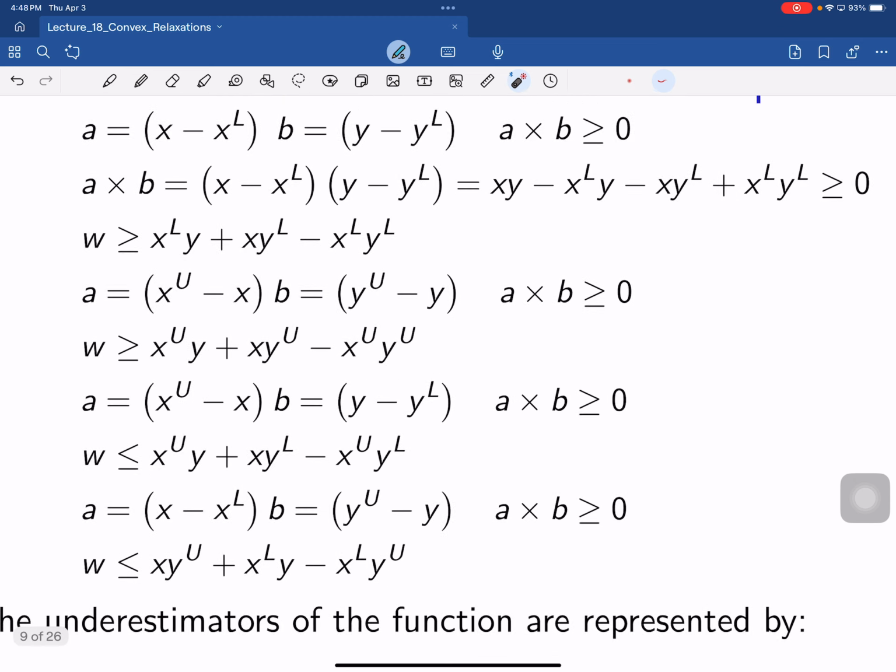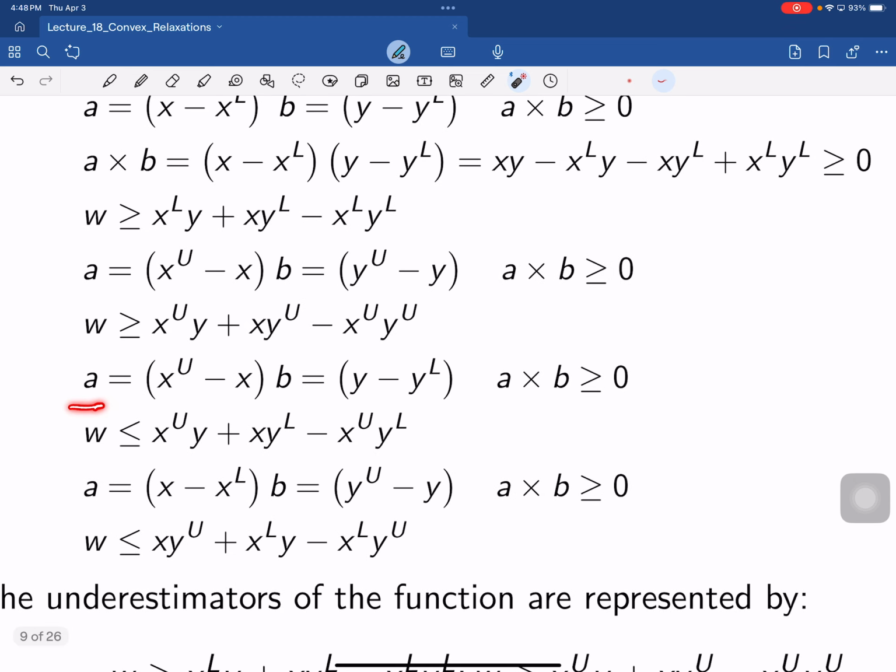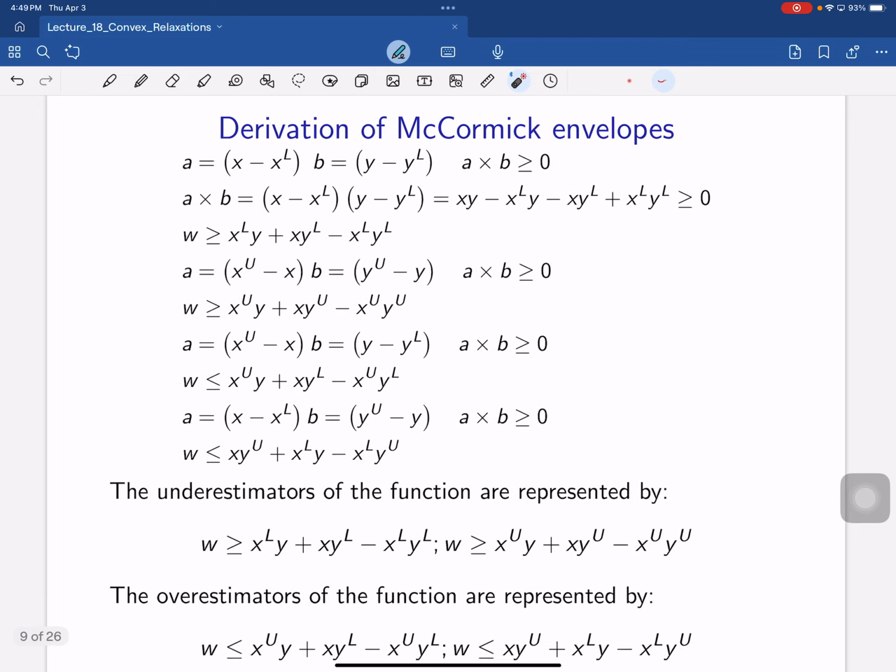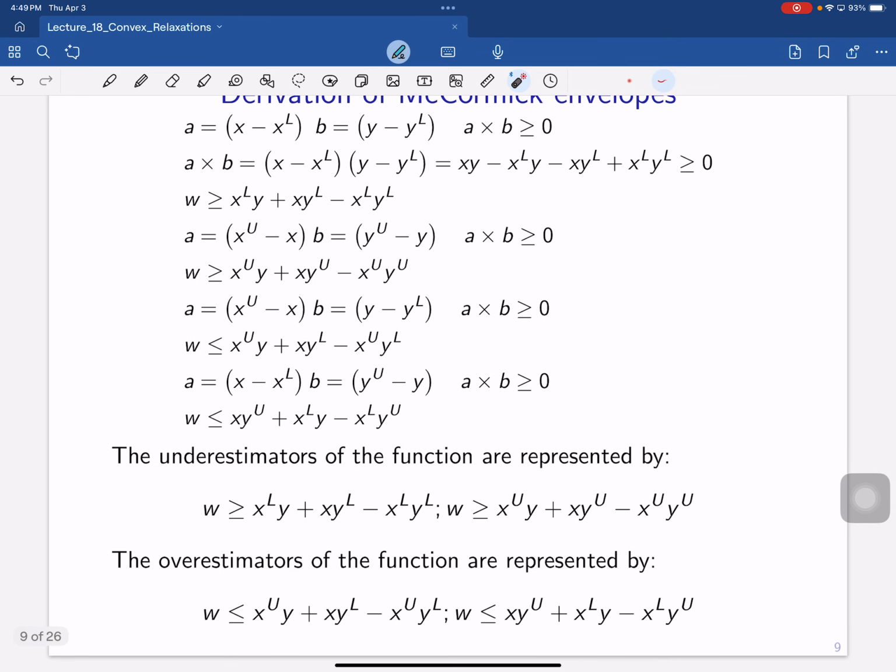So as you can imagine, you could also set, let's say, A equals xu minus x, B equals y minus yl. Then we have A times B greater than or equal to 0. So with this trick, you get an overestimator, and with the other combination, you get an overestimator, right? So with this very simple trick, you get four upper and lower estimators of the bilinear function.